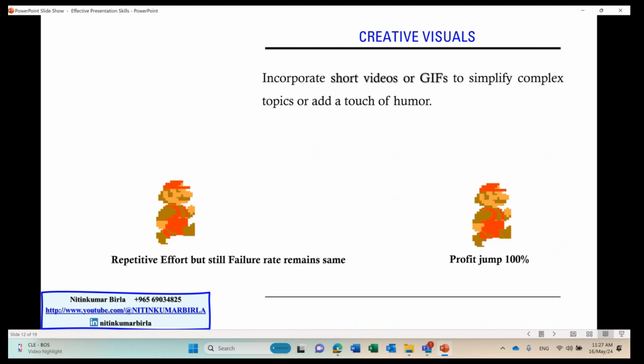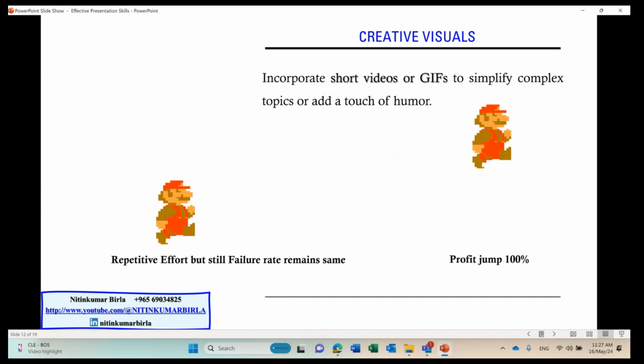Now, creating the visuals. How you create the visuals impacts your presentation, correct? And we know this is a very famous game character, Mario, correct? We used to play this game. So, for example, suppose you are telling that your profit has jumped by 100%. Okay, you said it, correct? But if you add graphics to it, it indicates, yes, it has really jumped. The profit has jumped. Correct?